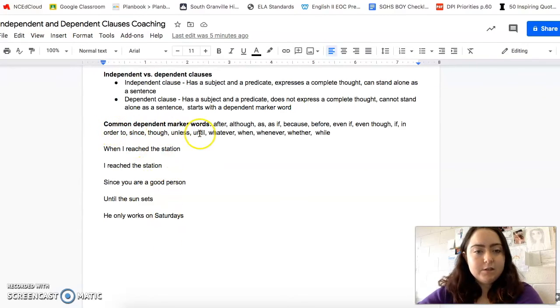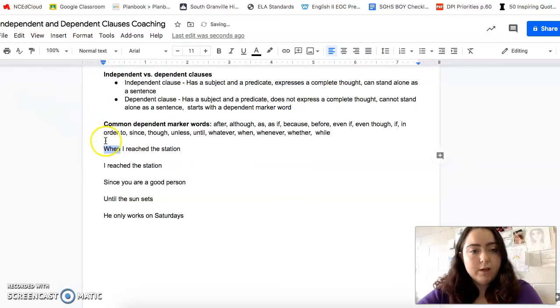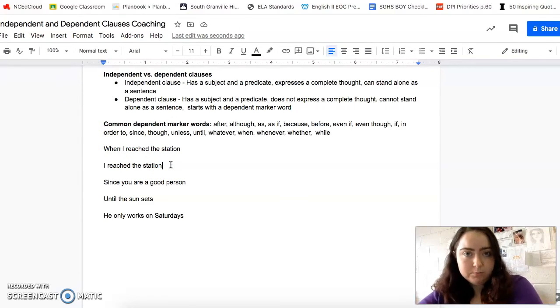I give you a list of common dependent marker words here. If you see any of these, then you know it's dependent automatically. All right, "when I reach the station." When I reach the station, what? It's not a complete thought. And the word that makes this dependent is "when." If I take off "when," then we just have "I reach the station." That's a complete thought. That could be a complete sentence. But if we have "when" in the front of it, that makes it sound like you're not done talking. What happened when you reached the station? And I already explained "I reached the station" could be complete by itself.